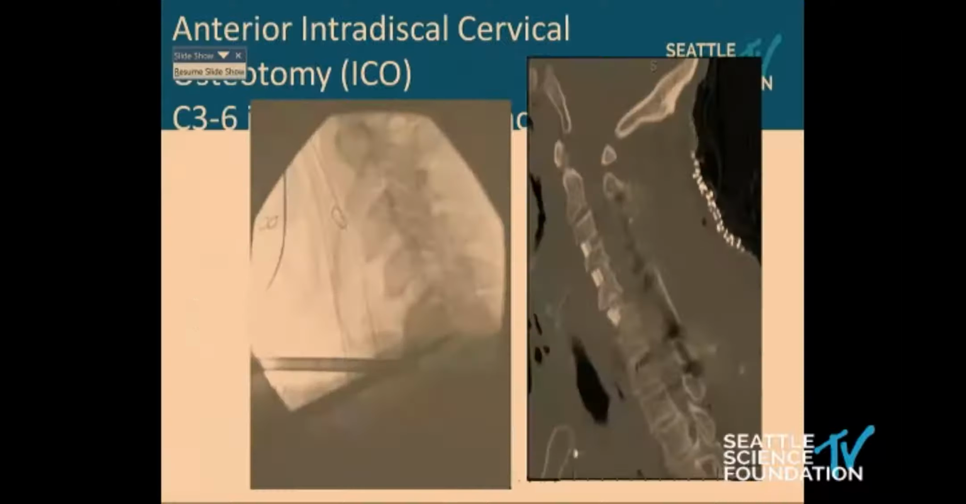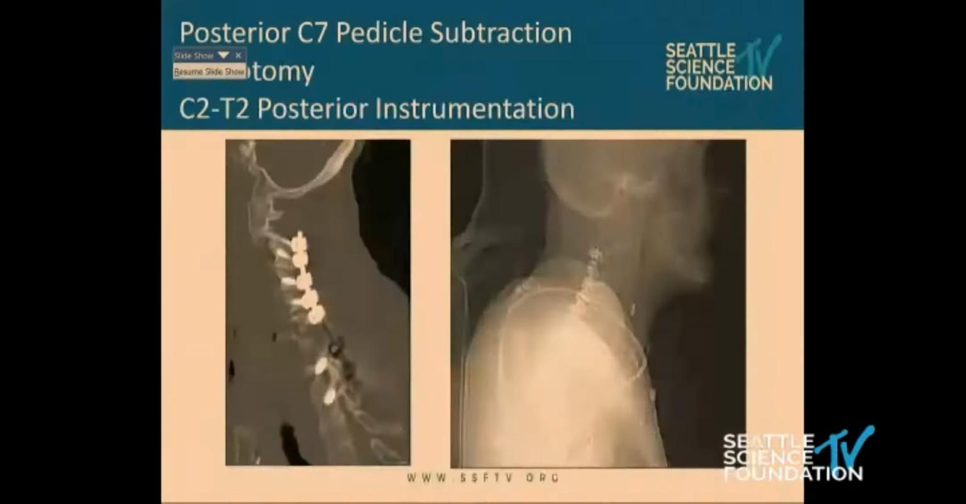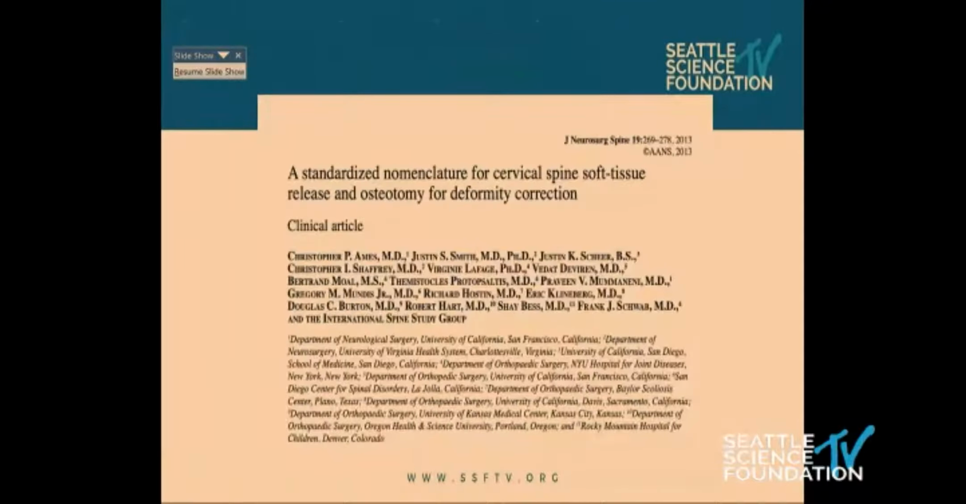Probably not. This patient ended up having a two-stage procedure. This is a picture: she had a C3 to C6 intradiscal cervical osteotomy from the front. And this is the machined bone graft that you can see in the sagittal CT scan and intraoperative fluoroscopy. This was followed by a posterior C2 to C7 pedicle, she had a posterior C7 PSO, pedicle subtraction osteotomy, and posterior instrumentation from C2 to T2.